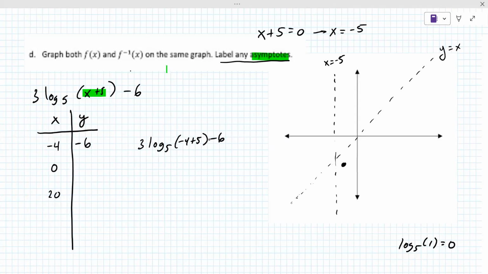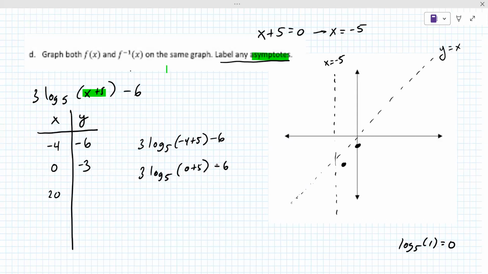The next one is when x is 0. So 3 log base 5 of (0 plus 5) minus 6. Okay, so this time inside the logarithm is log base 5 of 5, which ends up being just 1. 3 times 1 is 3, minus 6 is minus 3. So we've got 0, minus 3.